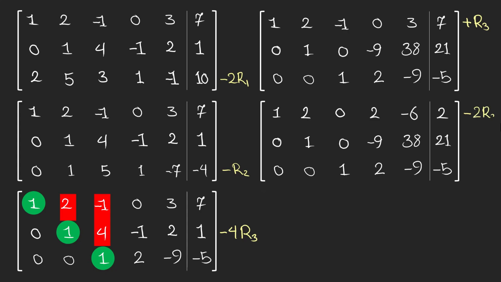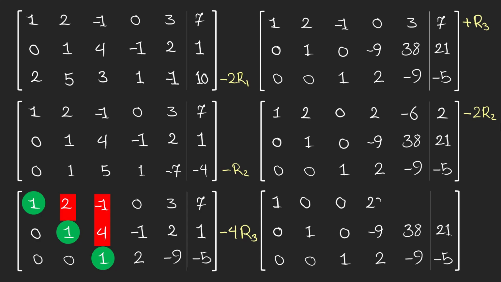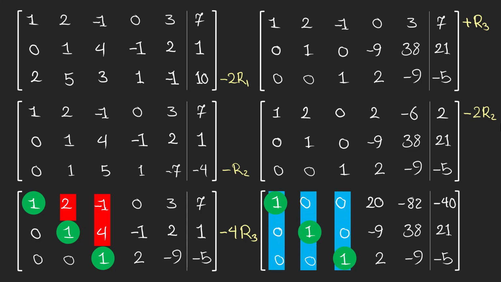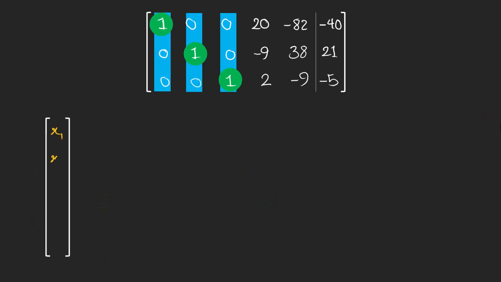And finally, by using the second row and subtracting twice row 2 from the first row, we are left with this matrix. Now, these are the pivots of our reduced row echelon form matrix. And these are the pivot columns that determine the basic variables we have. Now, using the matrix in reduced row echelon form, we can find the particular and general solution.